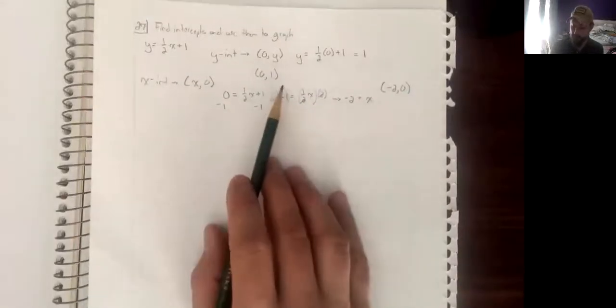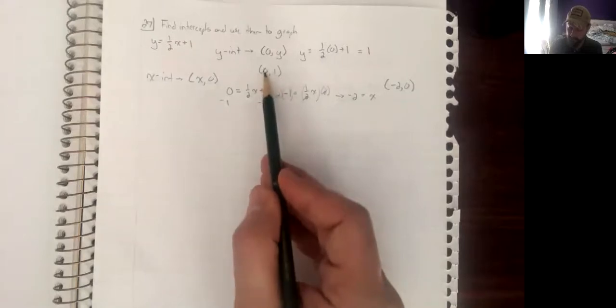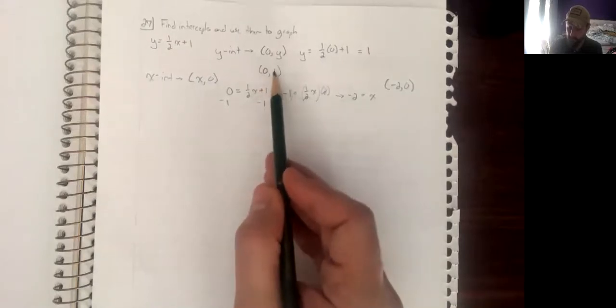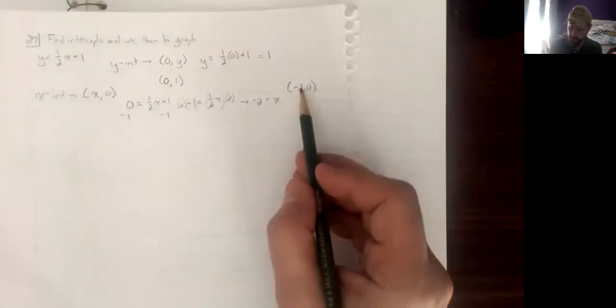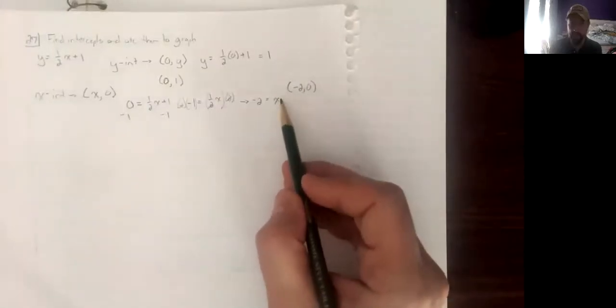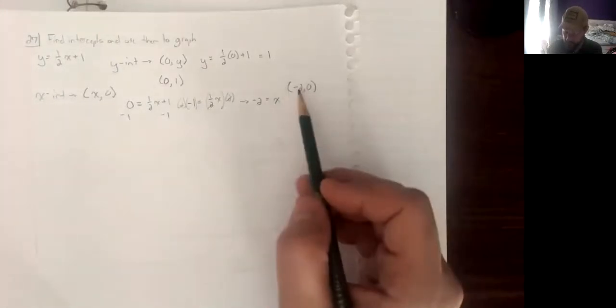I'm not going to graph it, but to graph it, you know that you will start here at 0 and go up 1. There's where it crosses the y-axis. Then over here, you'll go over -2 and plot it because that's where it crosses the x-axis. Hopefully I said that right, y and x. So there's your 2 intercepts. Connect those. They're far enough apart.